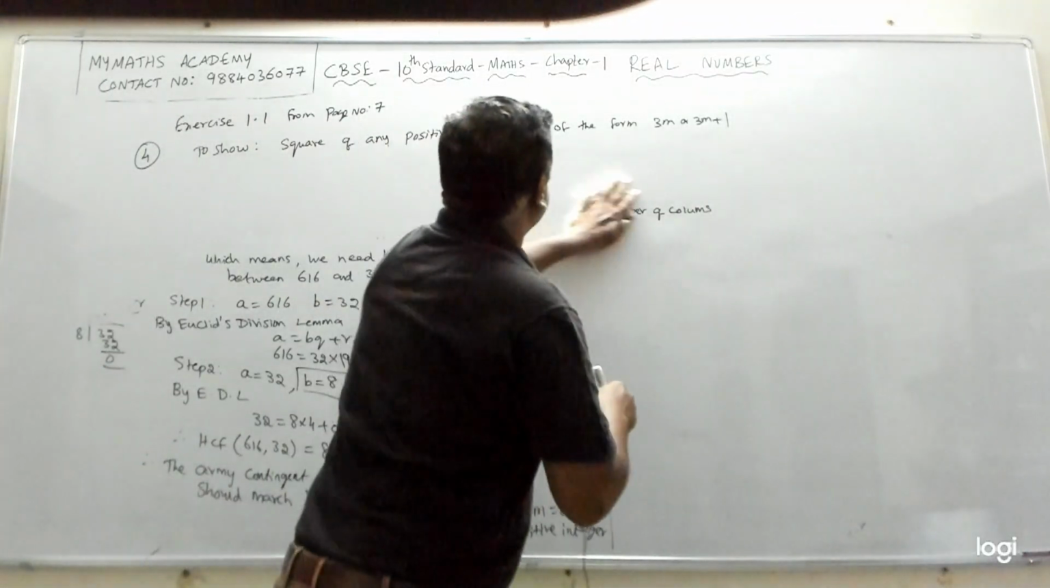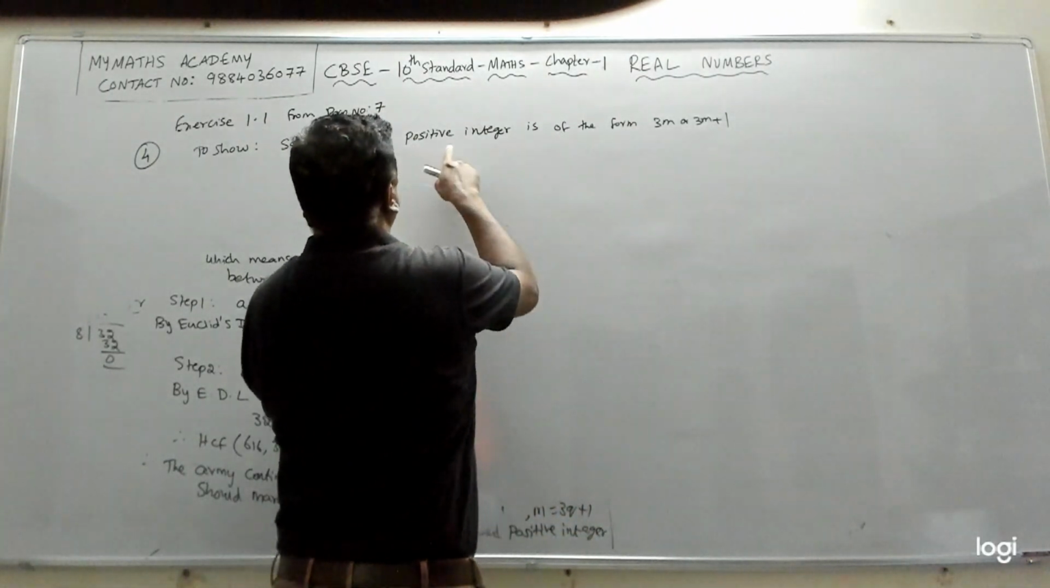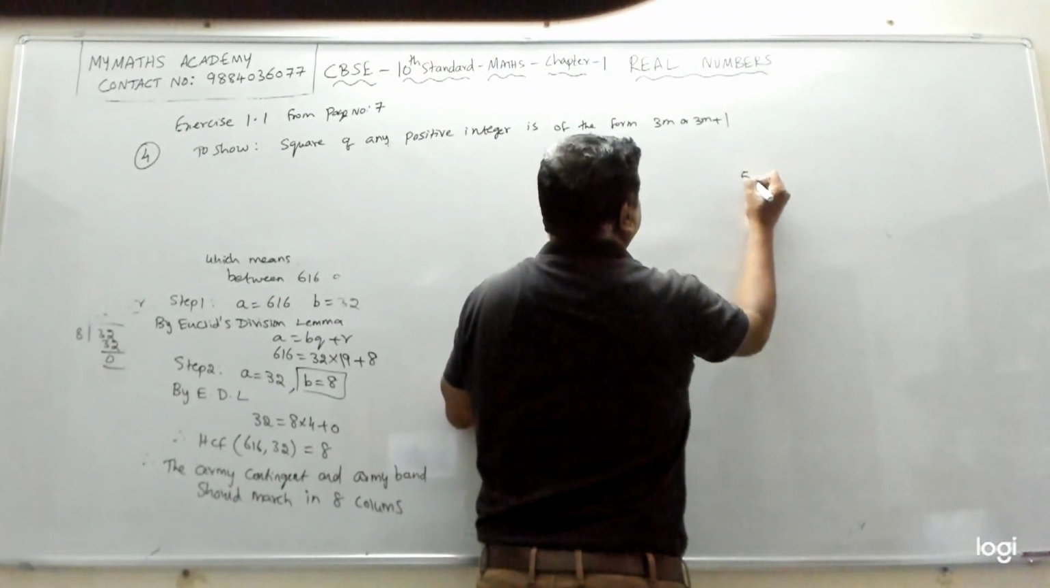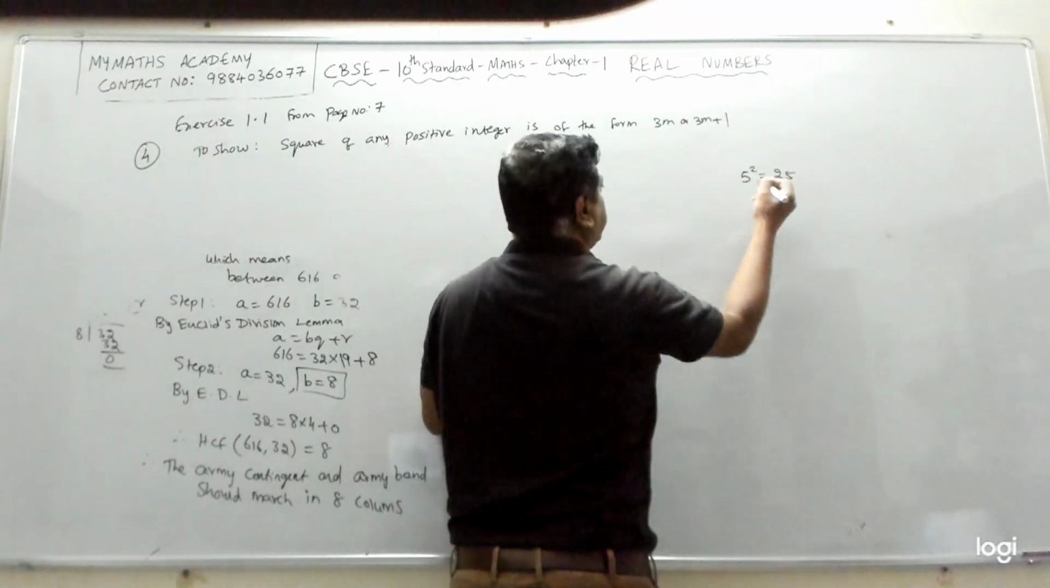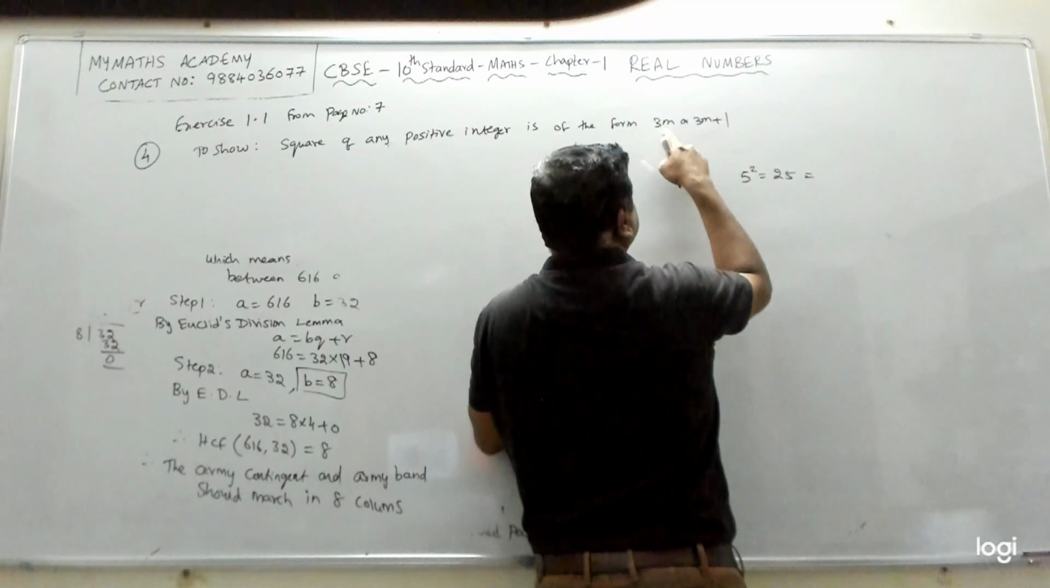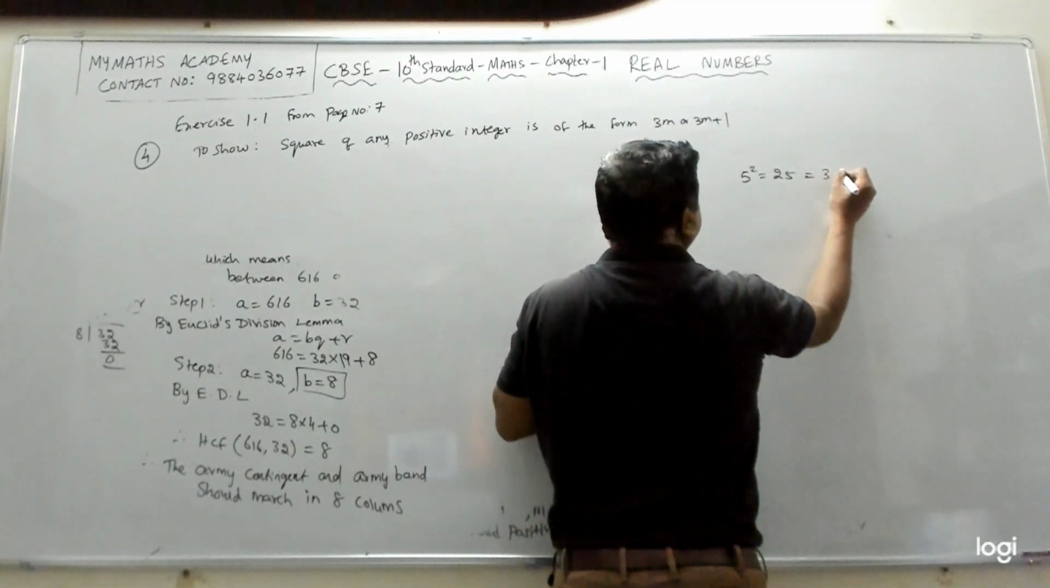So what it says is, you take any positive integer and then you square it. Suppose I write 5 squared, which is 25. This 25 I can write as either 3 into something plus 1 or 3 into something. This I can write as 3 into 8 plus 1.